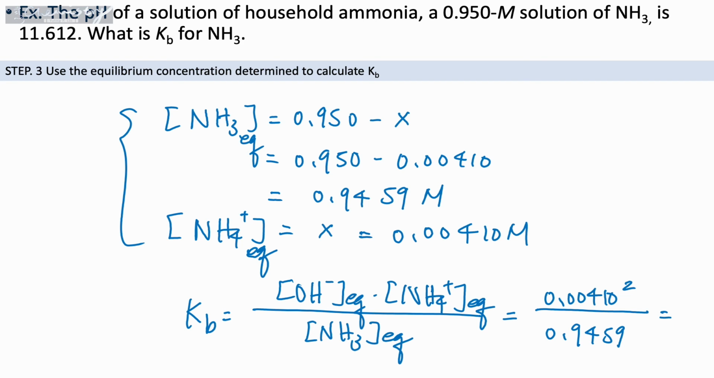And this will give us a Kb of 1.77 times 10 to the negative 5. This is our Kb.